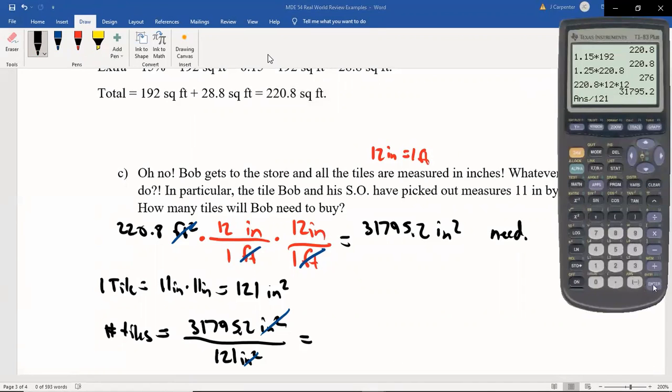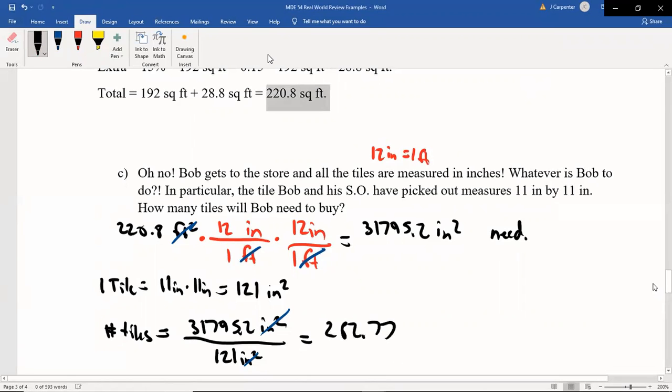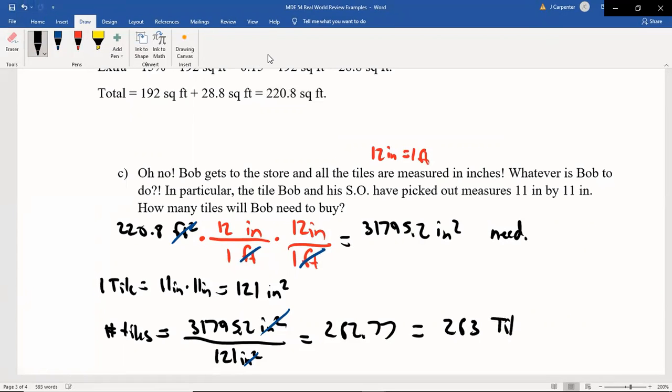And we get 262.77. We can't buy 0.77 of a tile. So even if this was 262.1, we would round in a very unique way. If this was 262.1, I would still round up because you can't buy 0.1 of a tile. So no matter what, you would round up even if you wouldn't traditionally. So 263, it's a terrible looking 3 tiles.